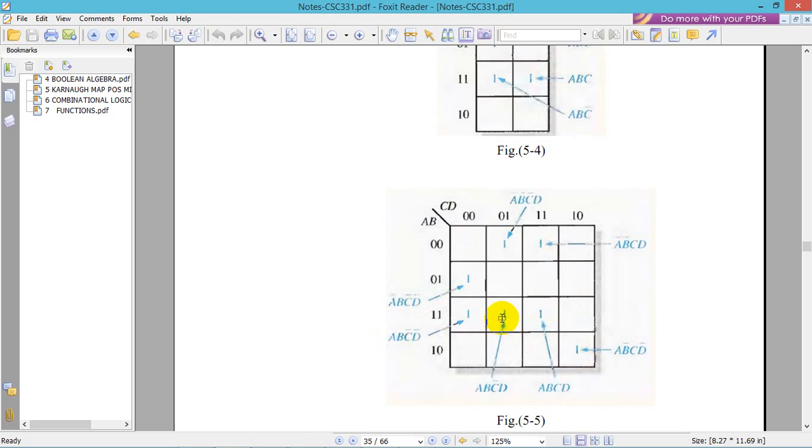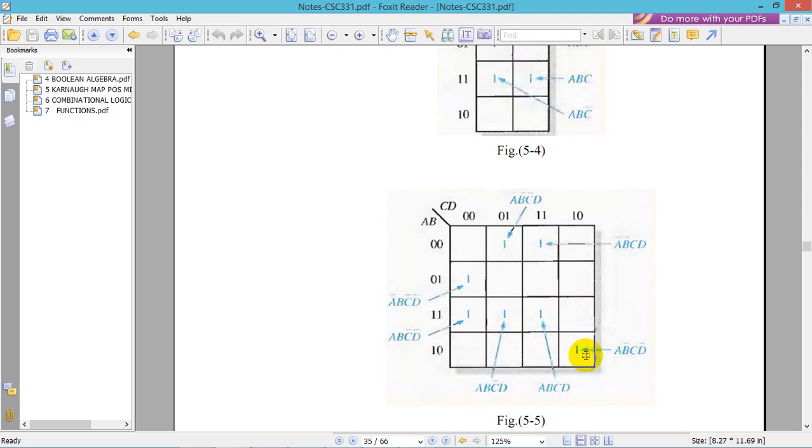When you come to this side, we have AB, which is 1, 1, and at the top here we have CD, of which the D is 1. It means the C is 0. So here we complement the C only and write the other ones. When you come to this side, we have AB to be 1, 1, and CD to be 1, 1. It means we don't complement anything, you write the A, B, C, D.